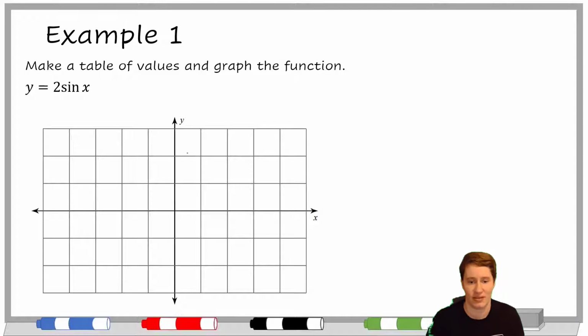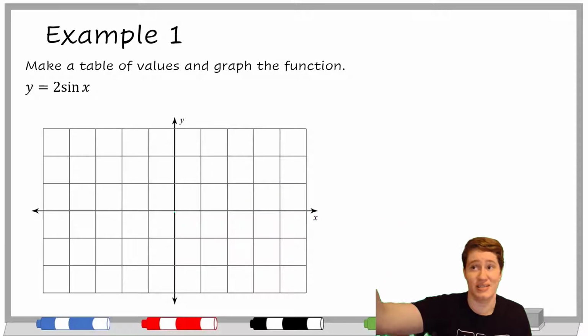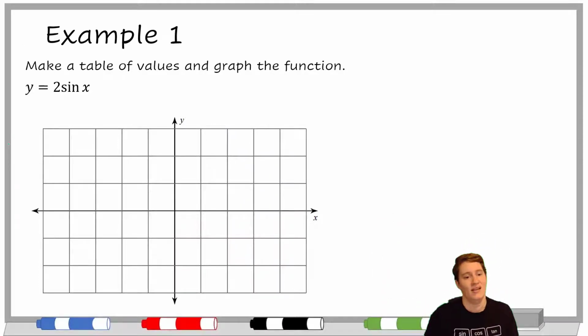I have a graph here that doesn't have any scale to it, because the easiest way to graph these actually involves us making the scale fit what we have. So that's why there's not any labels on this. Whenever we look at this, we ask, how is this different from just y equals sine x? There's a 2 in front. And we think, what is that 2 going to do?